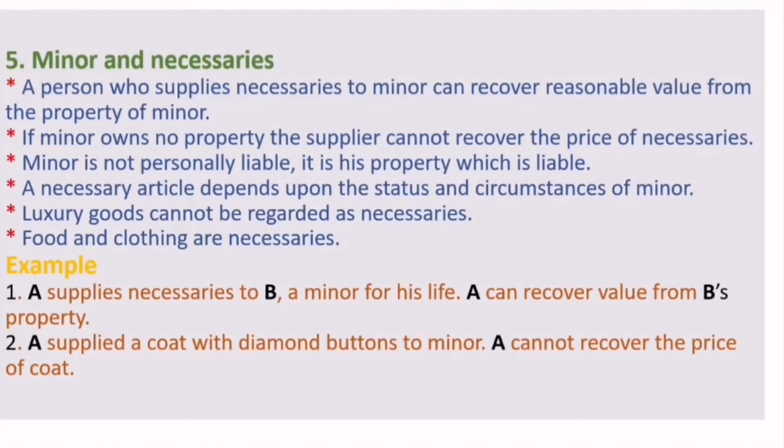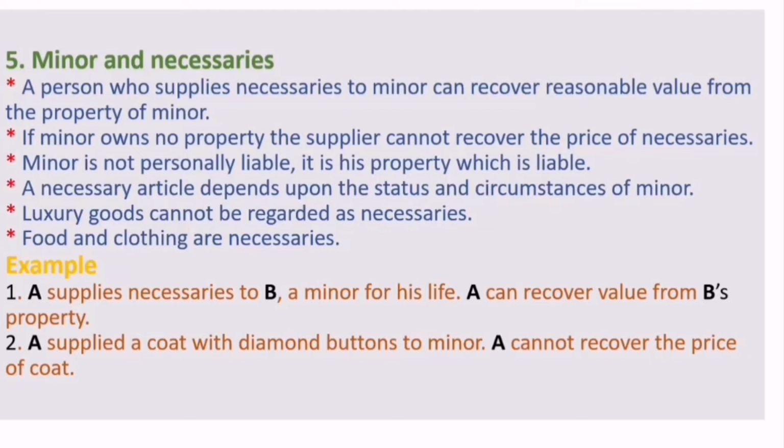Students, next is minor and necessaries. A person who supplies necessaries to minor can recover reasonable value from the property of minor. If minor owns no property, the supplier cannot recover the price of necessities which he has provided to the minor. Minor is not personally liable. It is his property which is liable if he has. A necessary article depends upon the status and circumstances of minor. Luxury goods cannot be regarded as necessaries. Food and clothing are necessaries to the minor.